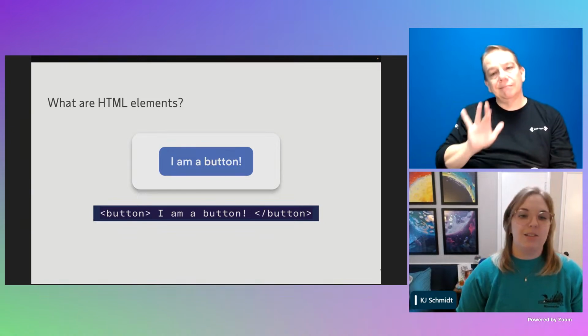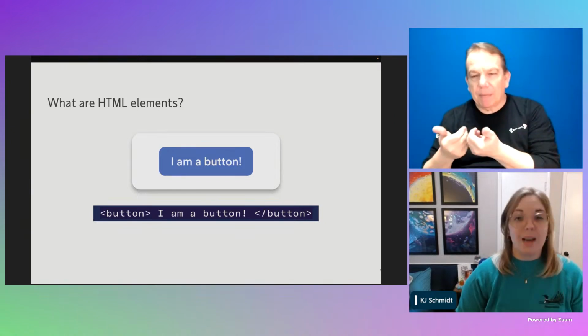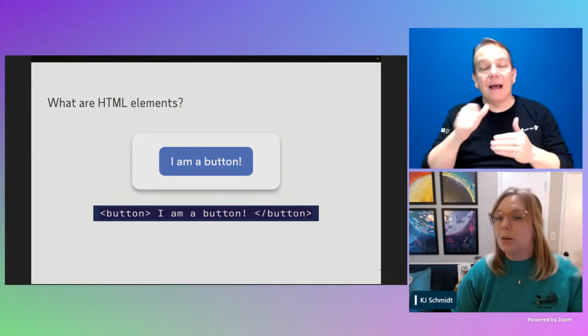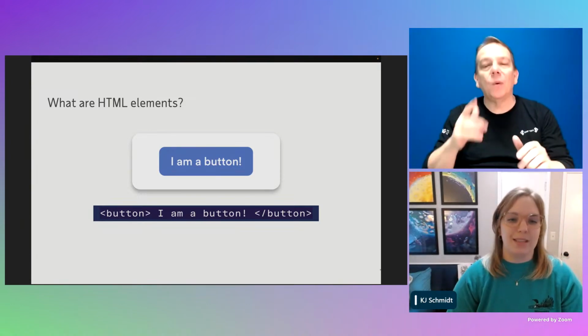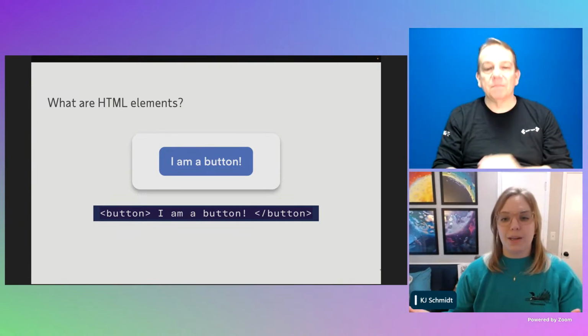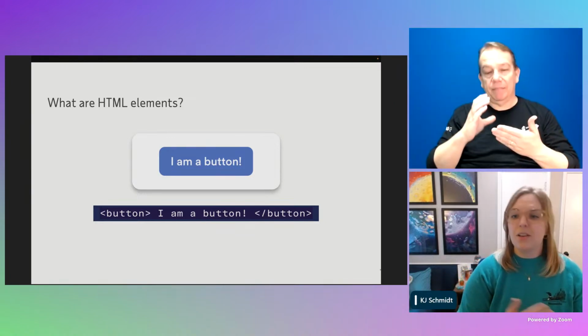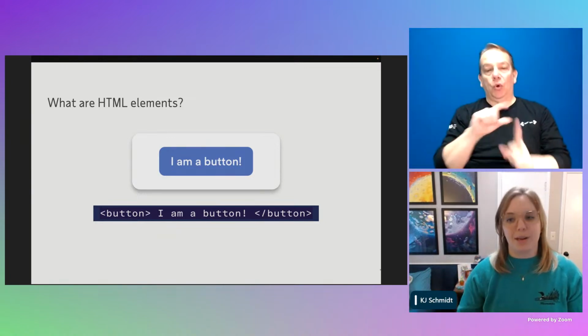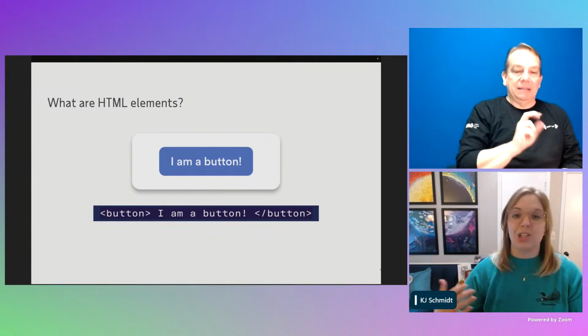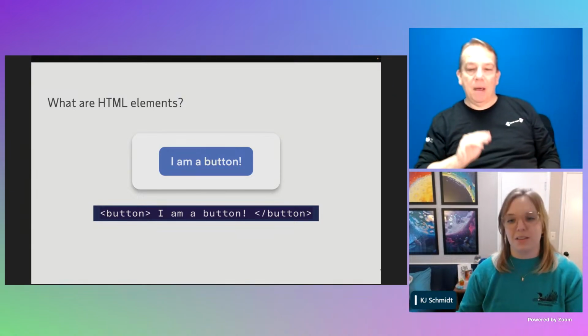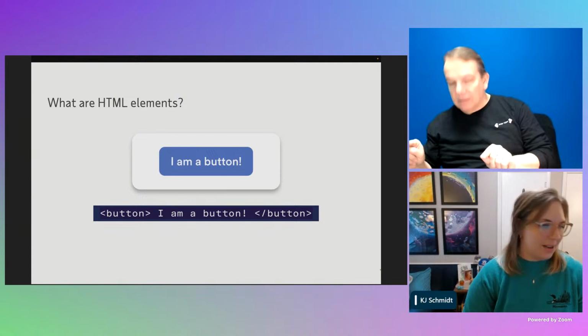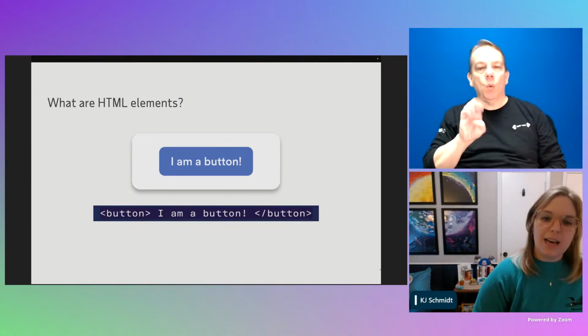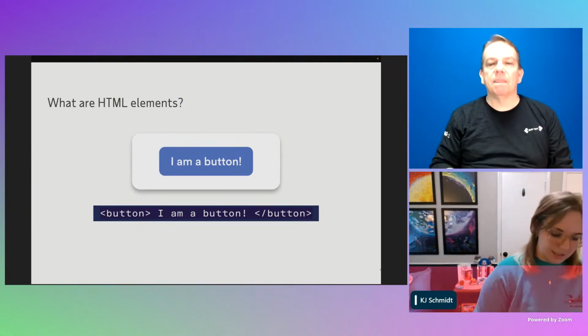We're going to break this code down in the next few slides, so I'm not going to describe it in depth here, but just to describe that code for anyone who can't see it, we have the word button inside of some brackets, followed by the text, I am a button, and then a backslash and the word button inside of another set of angular brackets at the end. Okay, so let's see how this piece of code is actually just a sandwich.